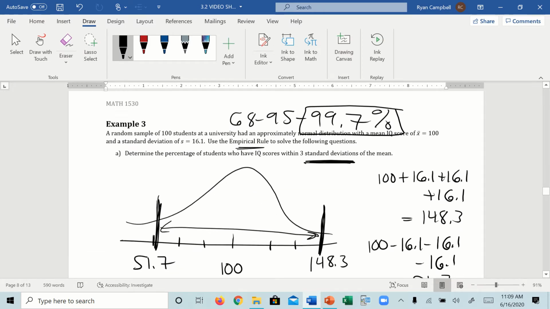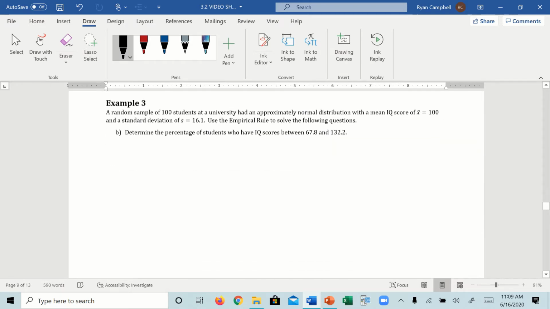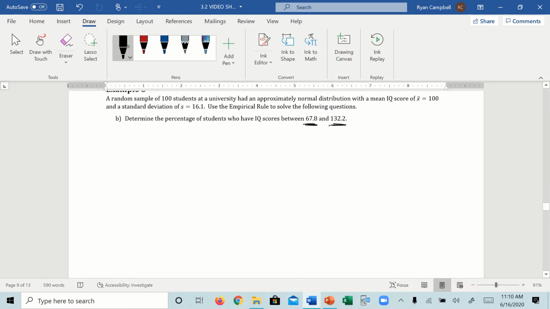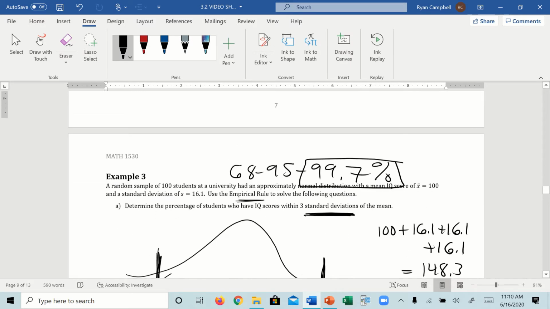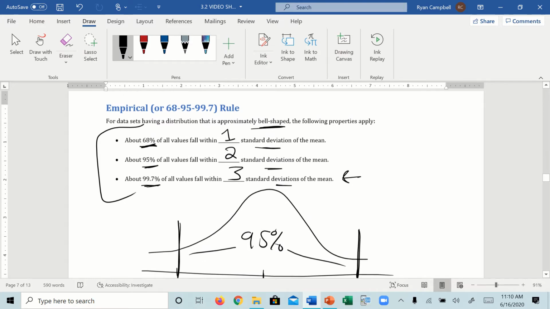But of course, it's not that easy. So let's look at part B. Same thing, but now let's determine the percentage of students who have an IQ score between 132.2 and 167.8. All right, so normal distribution. The number in the middle is 100. We need to know how many standard deviations away these are, because we can only use the empirical rule if we know how many standard deviations away your data values are from the mean.